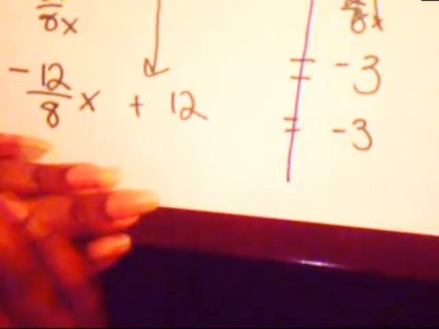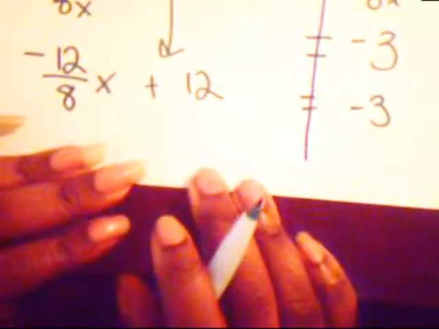So that means that I'm going to have to get rid of this positive 12 by doing the inverse. We'll do the opposite. The opposite of positive 12 is negative 12. And what you do to one side of the equal to sign, you do to the other. The 12s cancel out, and you'll have negative 12 eighths x equals negative 15.